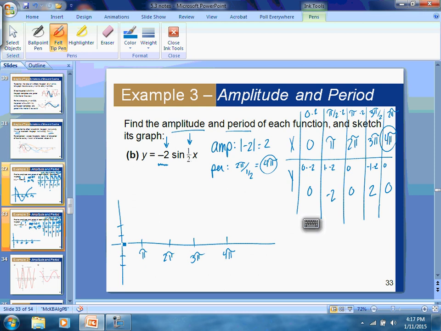Okay, so I'm starting at 0, 0, and then at pi I'm going to go down to -2, and then at 2 pi I'll be back at 0, and then up at 2, and then down to 0 again. So there's your sine curve. It is just more stretched out than what it usually is. It takes twice as long for it to complete one cycle.